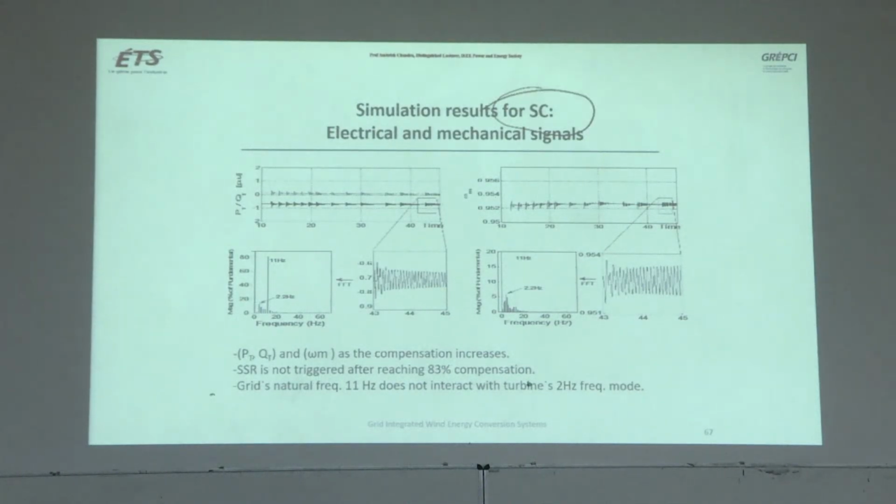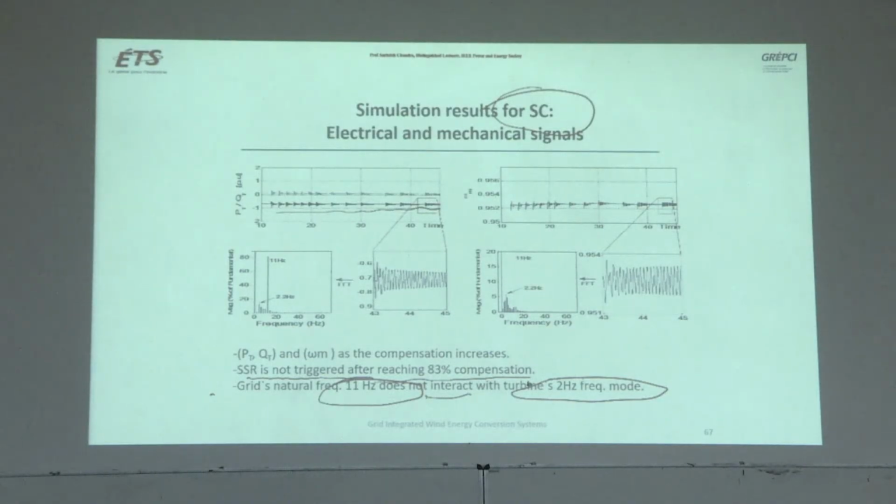Then in the third case, you can see that he kept increasing the compensation and subsynchronous resonance is not triggered after reaching 83% of compensation. And grid natural frequency of 11 Hz does not interact with turbine 2 Hz, because now you are talking about a 2 mass spring model. So the 13.5 Hz frequency was not there, there was only 2 Hz frequency. So it did not interact with 11 Hz.